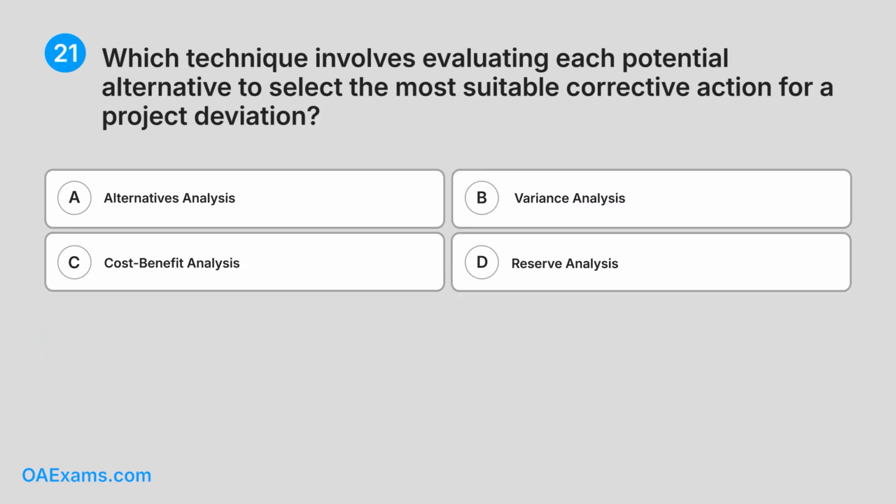21. Which technique involves evaluating each potential alternative to select the most suitable corrective action for a project deviation? A. Alternatives analysis. B. Variance analysis. C. Cost-benefit analysis. D. Reserve analysis. Can you guess the answer?